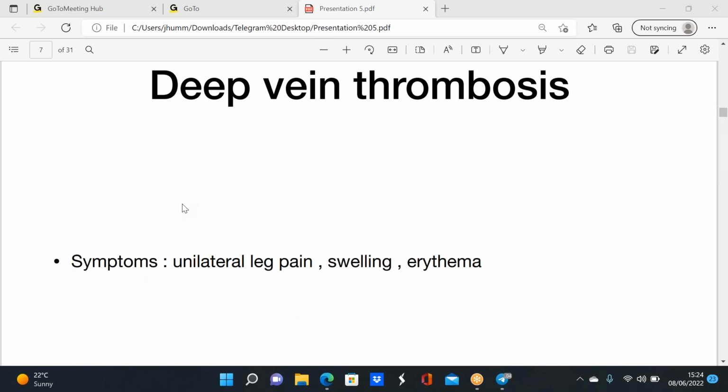Now, first we'll talk about deep vein thrombosis. It will usually present as unilateral leg pain. There might be swelling, there will be erythema, and there will be severe pain. By look only, you can make out there is swelling, tenderness. The leg will become red. Okay.